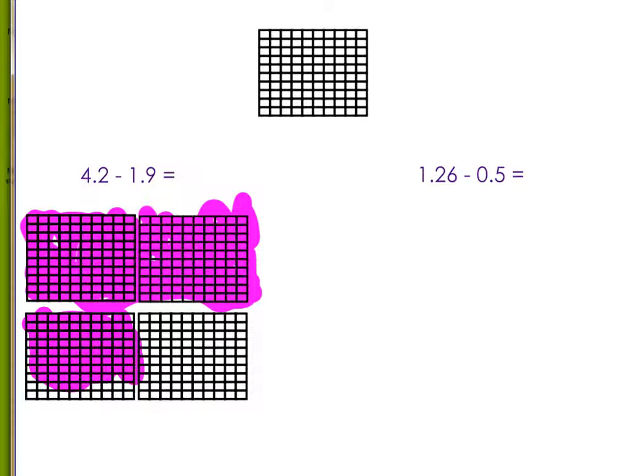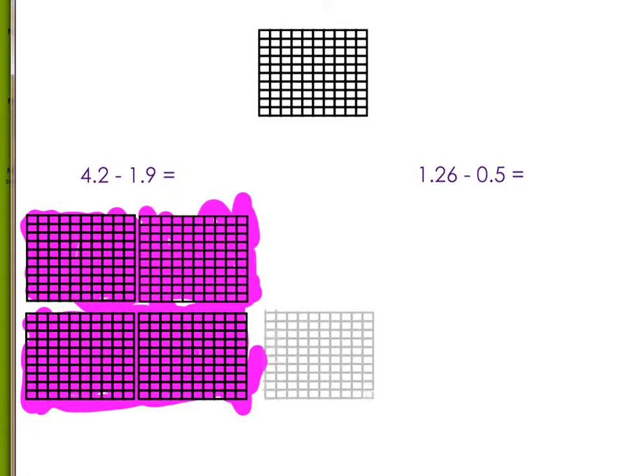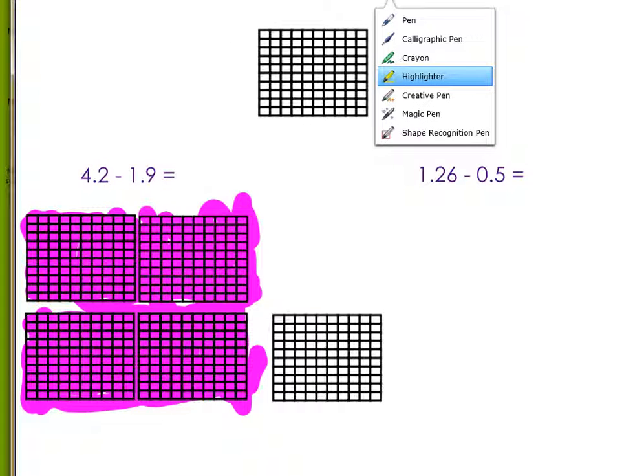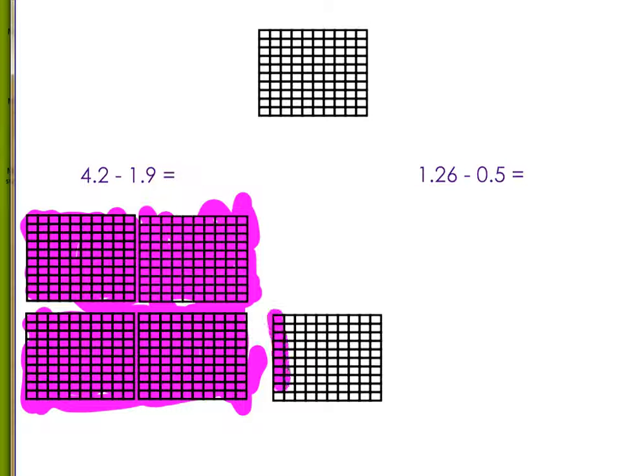But then it says I'm going to need 2/10, so I'm going to have to bring down another full decimal model to show 4 and 2/10. Now let's just say that all of these 100 squares are colored in. There we go. Okay, and I know I went a little bit out of the line. I need to color 2/10 rows here. 2/10 right there.